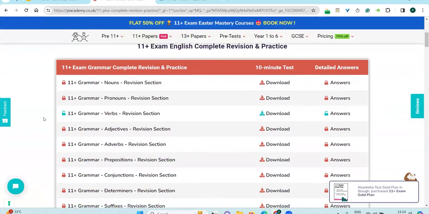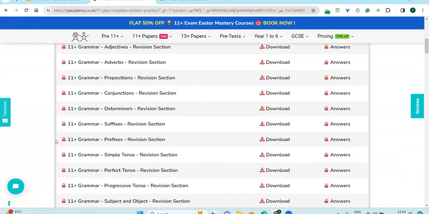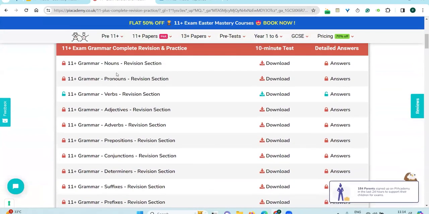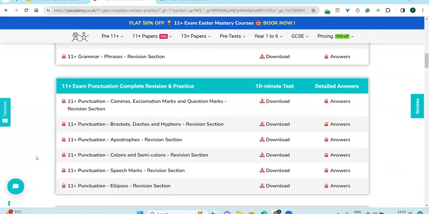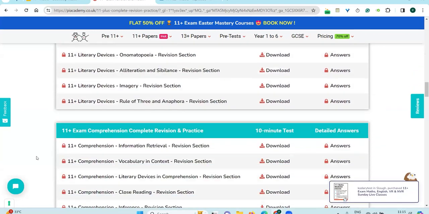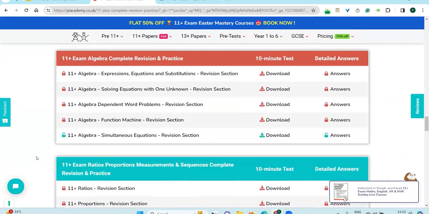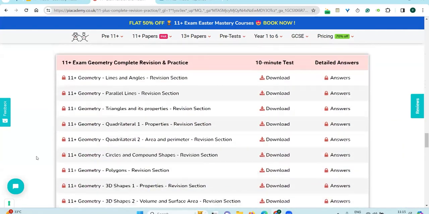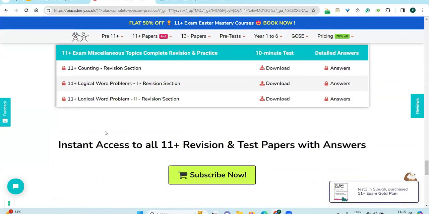So as you can see, we have revision tests in English. So here we have grammar. Again, within the topic of grammar, we have further segregated it down into subtopics. As you can see, there are nouns, pronouns, verbs, adjectives, and so on. So we have grammar, we have punctuation, spelling, literary devices, comprehension. And then coming to maths, we have numbers, algebra, ratios and proportions, geometry, statistics, and counting and logical word problems.